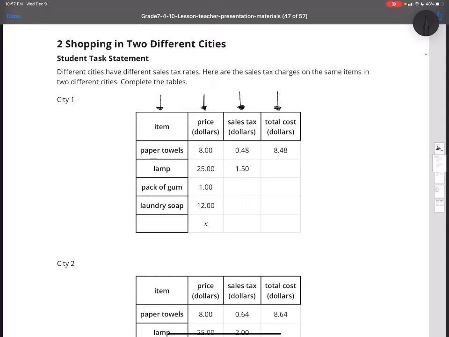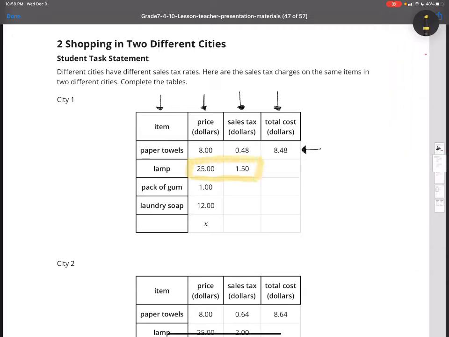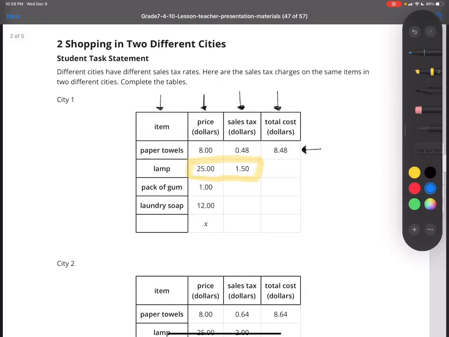So now we need to use this row to figure out how we can find the total cost. I noticed that $8 plus 48 cents and the total cost is $8.48. So in the last column, I need to add, and I'm going to highlight this, these two numbers together. I am using a calculator for this activity. If you want to use your calculator at home, that's totally fine with me.